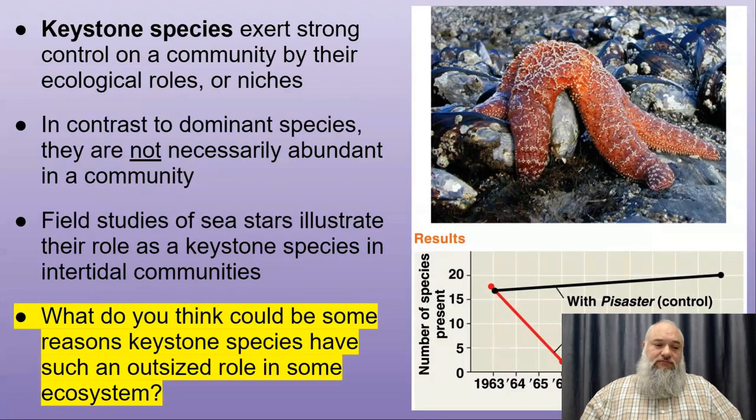Now, that was dominant species. Let's take a look at keystone species. Keystone species exert strong control on a community by their ecological role or their niche. So it's not that they're necessarily the most abundant. In fact, there may not be all that many of them, but their role has an outsized impact on everything else.